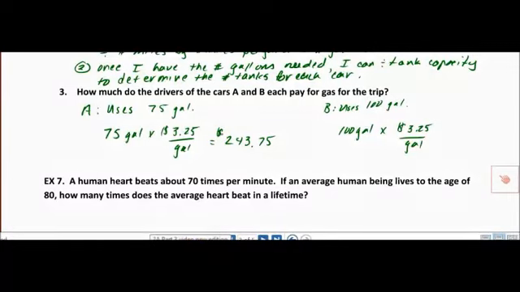And if we multiply the 100 gallons that car B uses by the $3.25 per gallon, and notice the same thing is happening here with the units. The units are canceling out, gallons and gallons. I'm left with dollars, and 100 times 3.25 is $325.